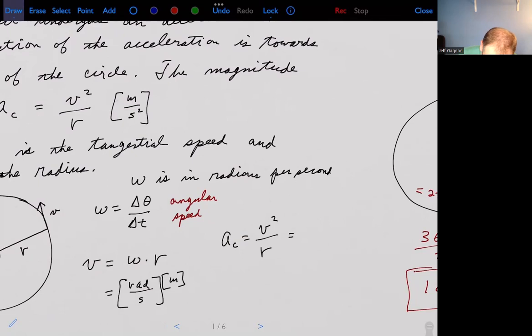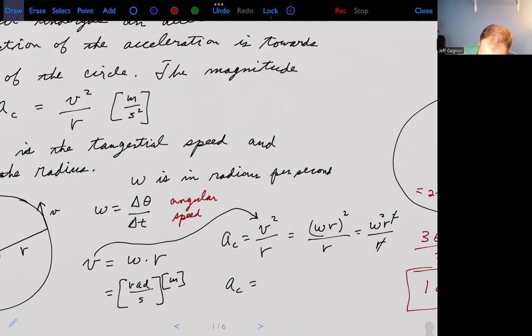So I could substitute this in. This v here, I could plug in, and I'm going to get (omega r) all squared divided by r. But that is equal to omega squared r squared divided by r. One of the r's is going to cancel. So another way of writing the centripetal acceleration, instead of v squared over r, I could also write it as omega squared times r, right?